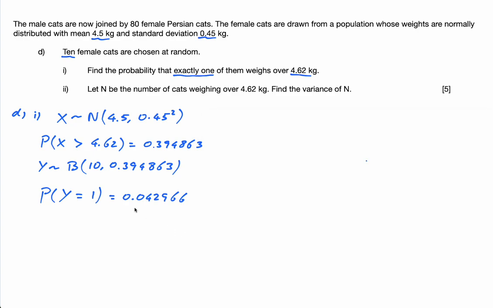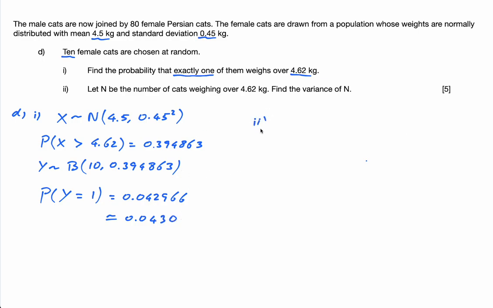0.042966. Okay. So, does that make sense in context, guys? Well, yeah. Out of 10 cats, that exactly one of them would be over this, I would expect that to be a low probability, so that seems fine. Let's just make it 3 significant figures here. 0.0430, that would actually be 430, but whatever.